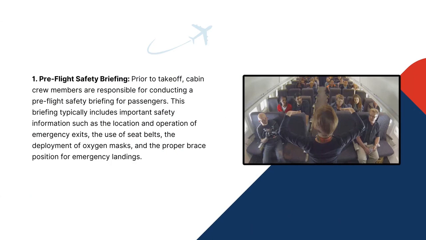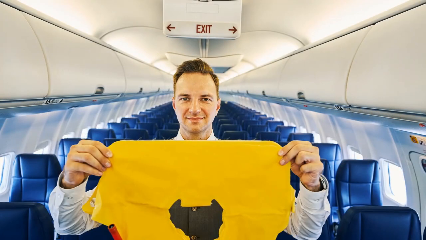Prior to takeoff, cabin crew members are responsible for conducting a pre-flight safety briefing for passengers. This briefing typically includes important safety information, such as the location and operation of emergency exits, the use of seat belts, the deployment of oxygen masks, and the proper brace position for emergency landings.